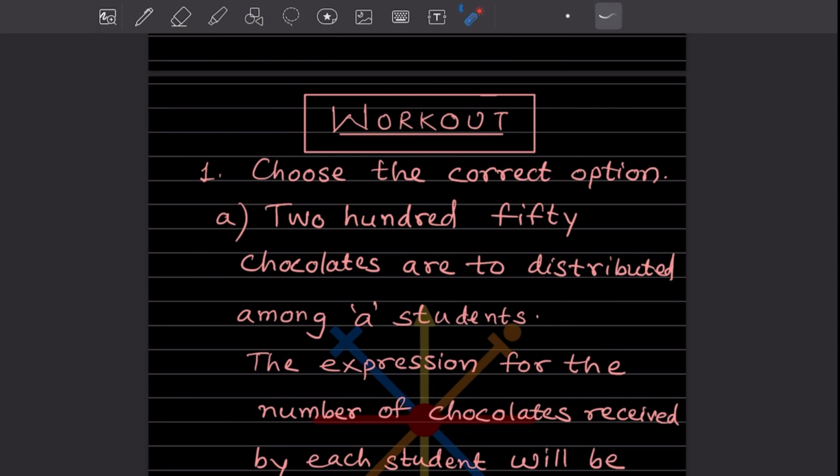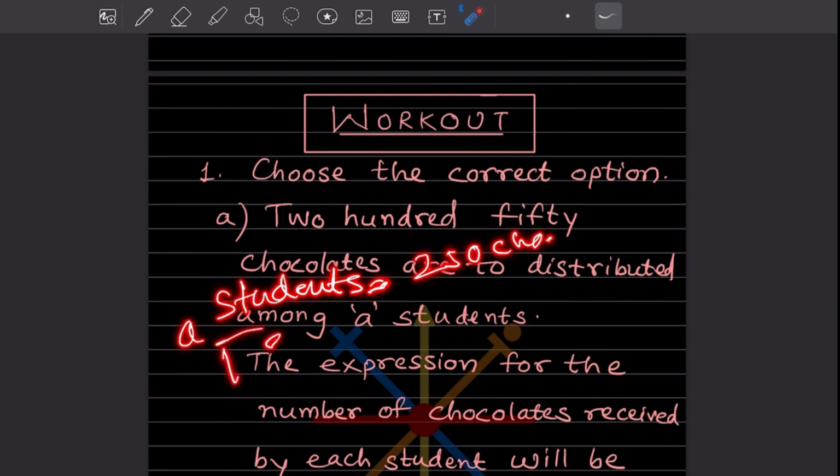They said to choose the correct option. Okay, so now look here. They said 250 chocolates are to be distributed among A students. So the expression for the number of chocolates received by each student will be how much? Each means 1, so there are A number of students. So what are we going to do? We'll see here A students. How many chocolates are here? 250 chocolates.